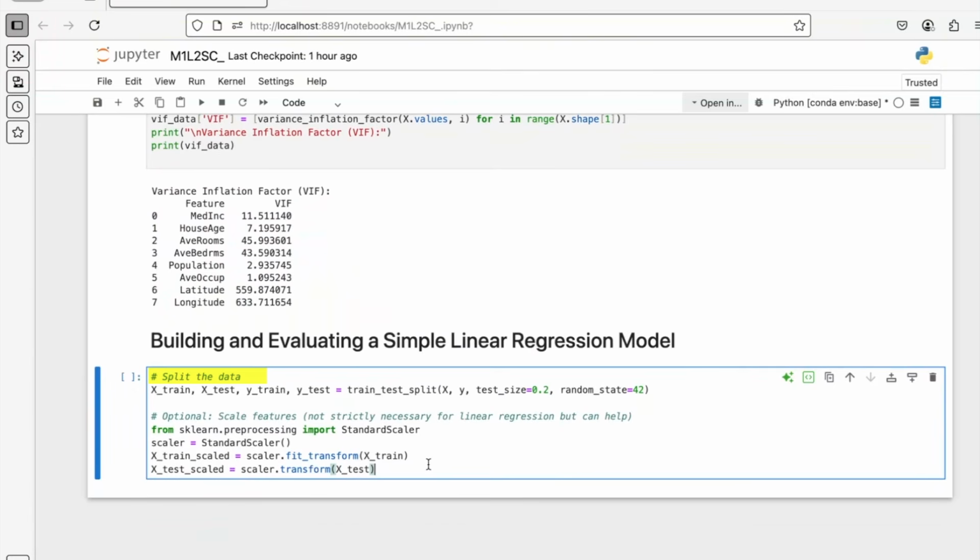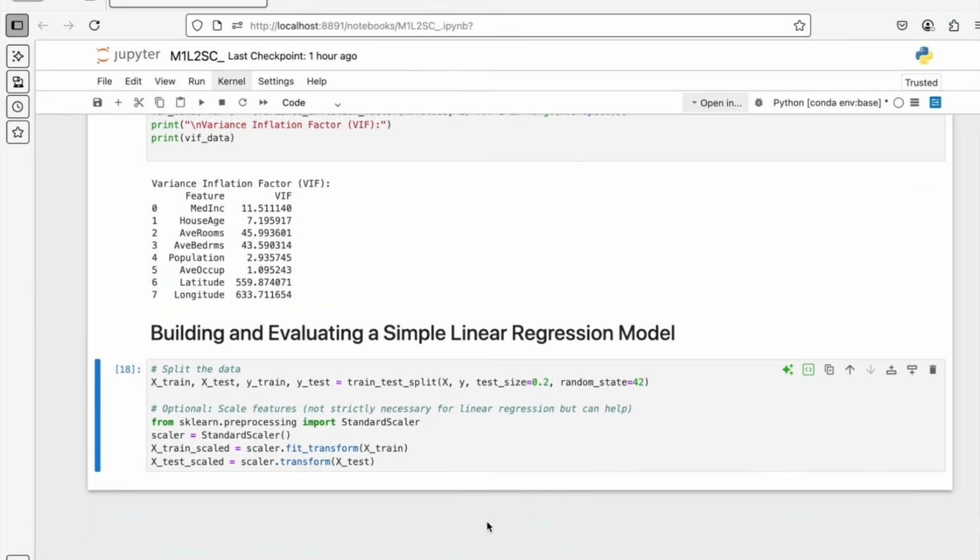We'll split the data into training and testing sets, with 80% for training and 20% for testing. We're also scaling our features using the StandardScaler. While scaling isn't strictly necessary for linear regression, it can help with interpretation when features are on different scales.